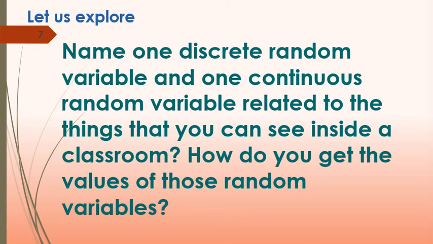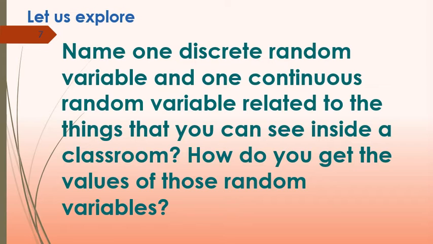Let us explore. Name one discrete random variable and one continuous random variable related to the things that you can see inside a classroom. How do you get the values of those random variables? Let us name one discrete random variable. We have chairs. We can see chairs inside a classroom. So how do you get the values of those variables? We can count the number of chairs inside a classroom. So that is one good example of a discrete random variable.